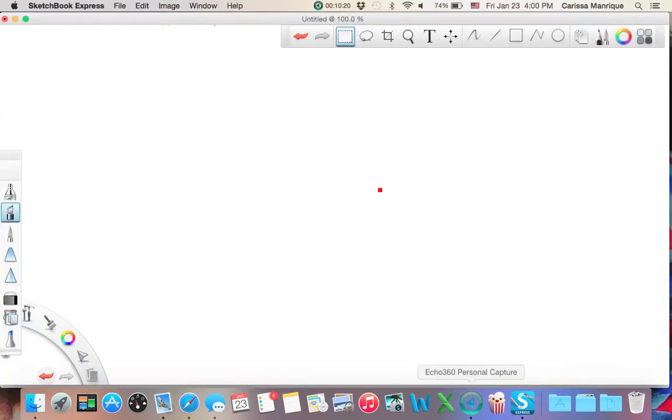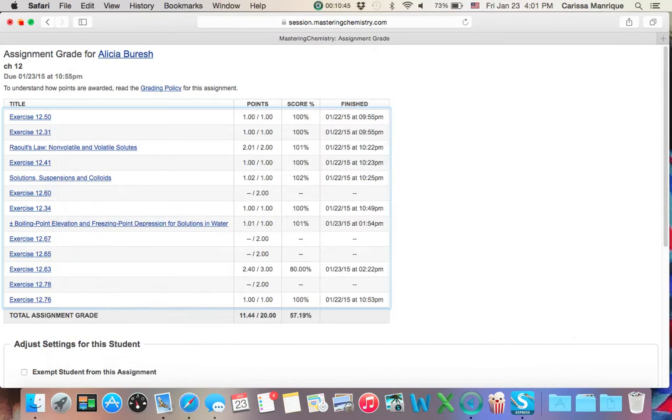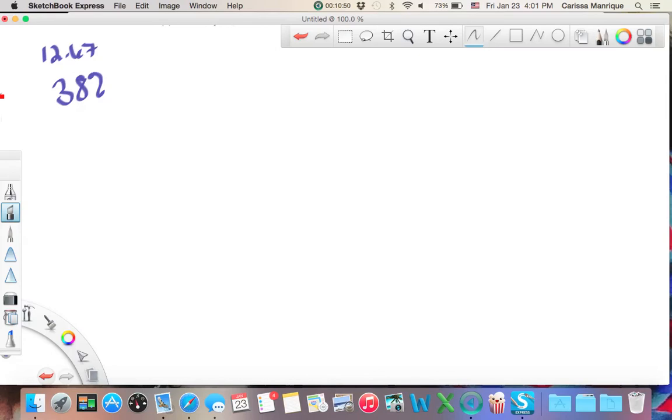Okay, so this next one is 12.67. Now let me do this one, and I'm going to leave the last one to you. It tells you that you have 38% hydrochloric acid by mass, and it wants to know the molality.